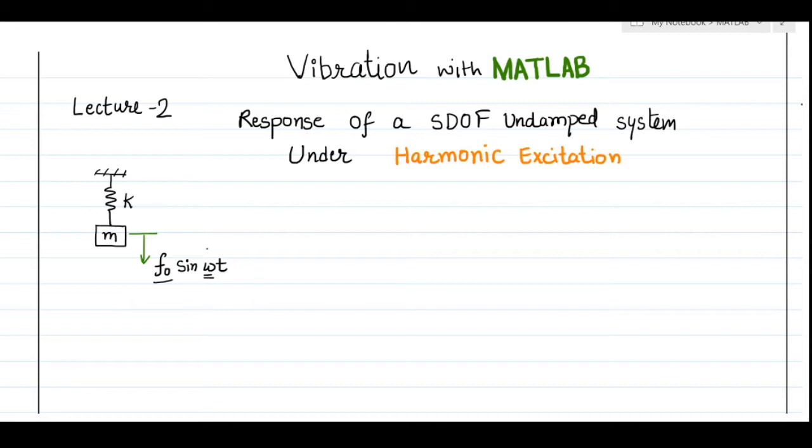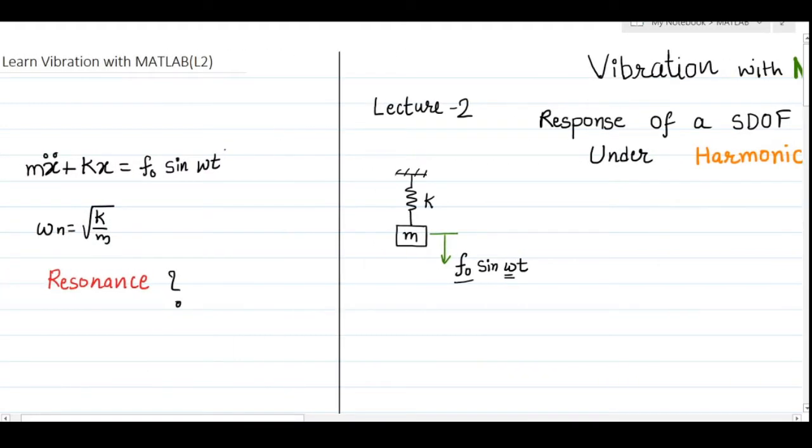aspects of the harmonic excitation condition. One important thing under the harmonic excitation we must understand is the resonating condition. What happens if we see the equation of motion of this single degree of freedom system under the harmonic excitation? My equation will be m x double dot plus k x is equal to F naught sine omega t. So this is my excitation frequency, and if I find the natural frequency, it will be under root k by m. So in case of resonance, my excitation frequency becomes close to the natural frequency, and at this state the amplitude becomes very high, and the situation is known as the resonating condition.